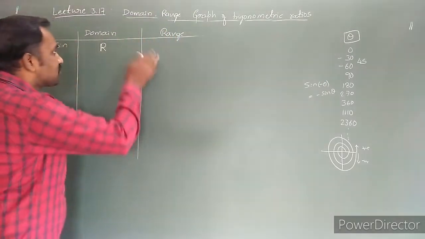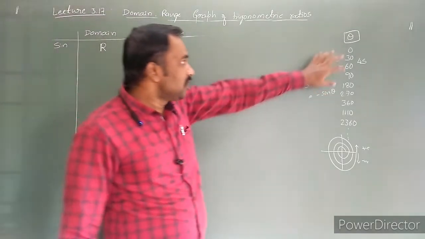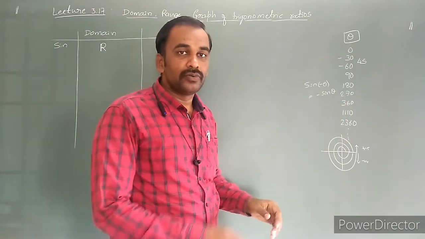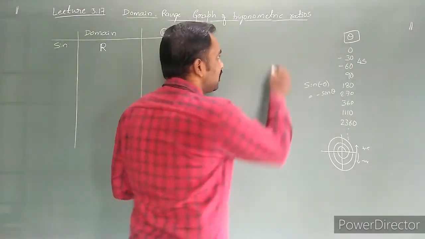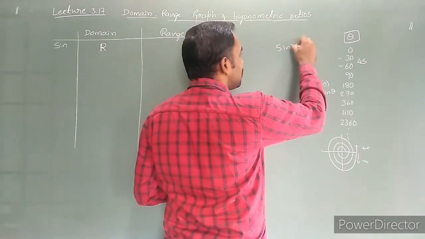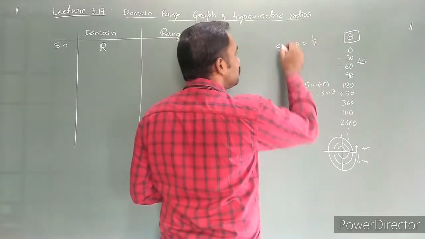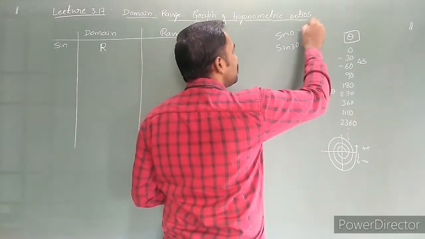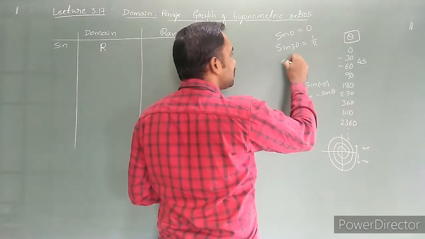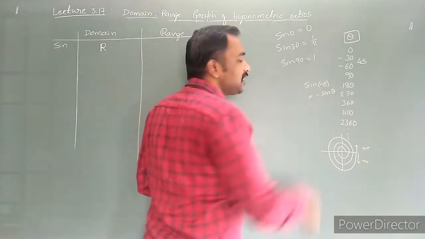Next, range. What is the range? After replacing this value, what is the result? For example, suppose you take sine of 30. What is sine 30? Sine 30 is 1 divided by 2. What is the sine of 0? Sine 0 is 0. Like that, the sine of 90. What is the sine of 90? 1.